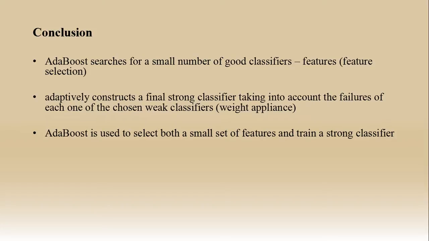based on the weight. As we had discussed earlier, each weak classifier has an associated weight which helps us determine the importance of each weak classifier, which in turn helps us determine the usability and consideration of the classifier. AdaBoost is used to select both a small set of features and train the final strong classifier, which is obtained by applying the summation over all the products of the weak classifiers and their weights.